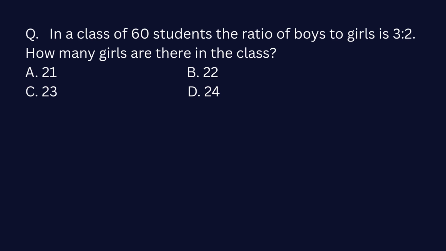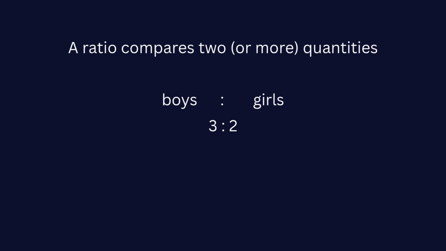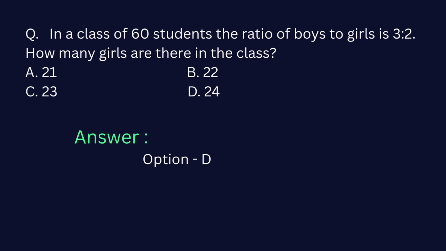Now the question is asking us the number of girls. We know that it's 2 parts. All I need to do is multiply 2 times 12. That will give me 24. Now if the question is asking us to find the number of boys, I can do that, which is 3 times 12. That will also give me 36. Now if I add them, 36 plus 24, that would give me the total of 60. So if we look at our answer, we see that option D is the correct answer, which is 24.